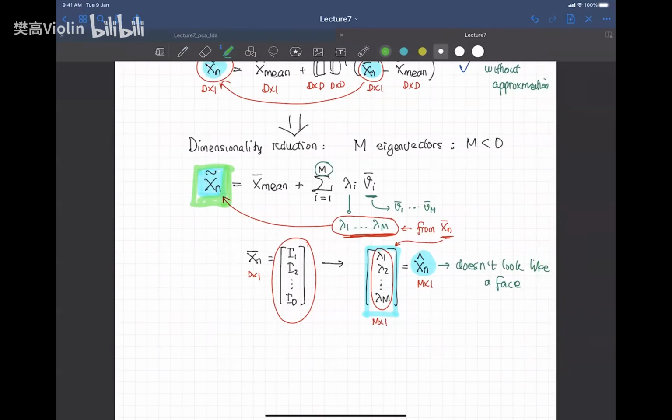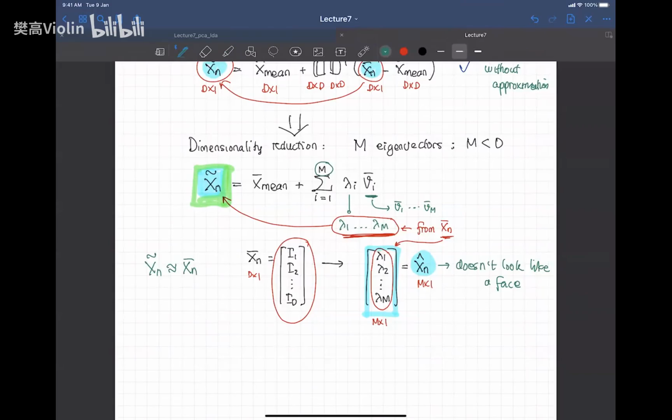Very similar. Depending on m, if m is too small, of course xn tilde will not be that similar. But if m is considerably large, approximately similar to d, maybe different only by 2 or 3 from d, xn tilde will look very similar to xn. So in terms of visualization, xn tilde is an approximation of xn.